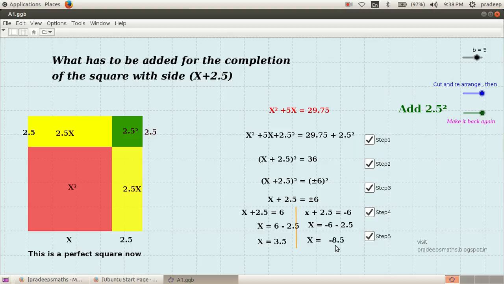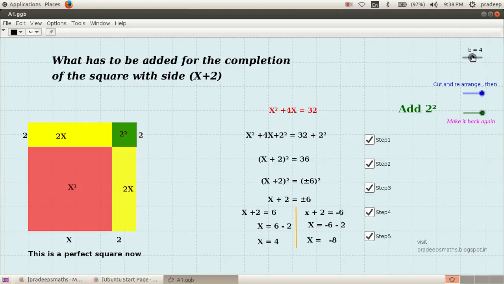The very interesting thing about this software is that when we change this coefficient b, the solutions also change, and all these numbers depend upon the value of b here. That is a speciality of this software.